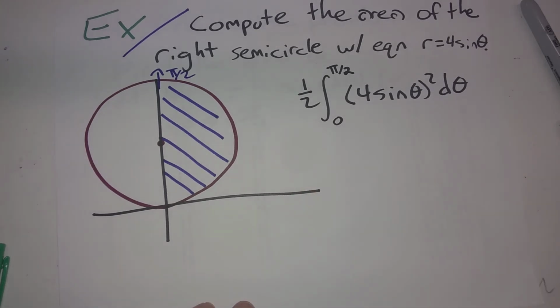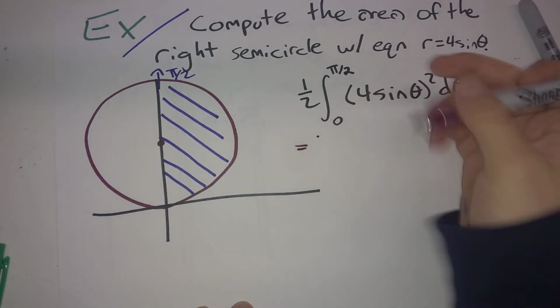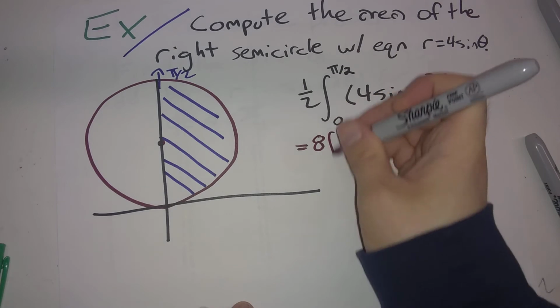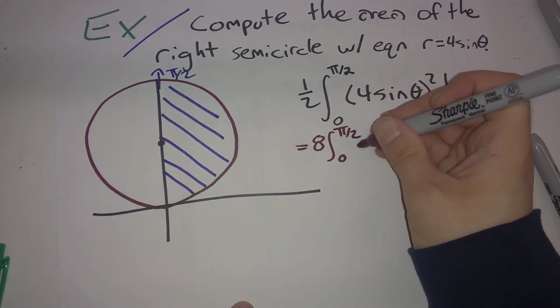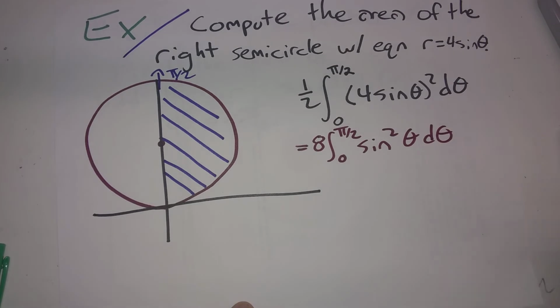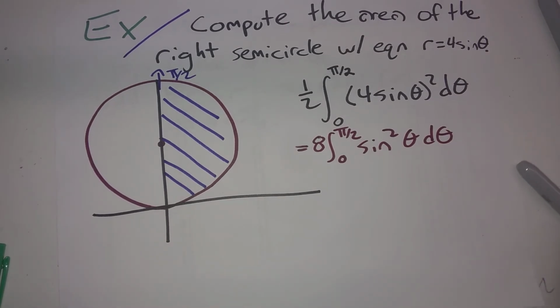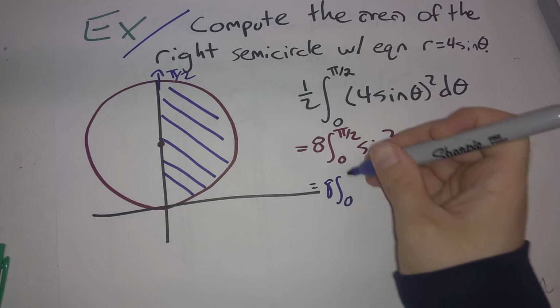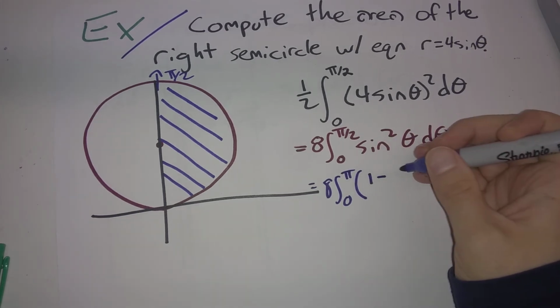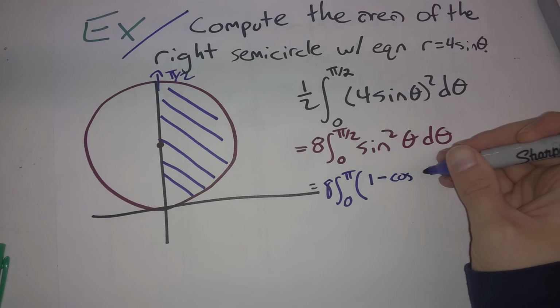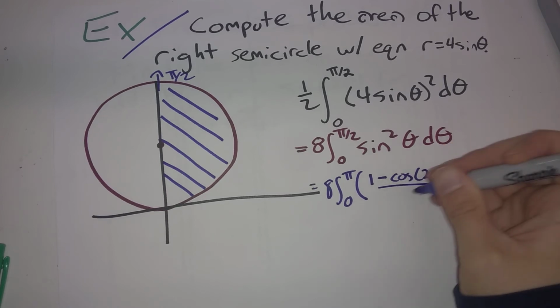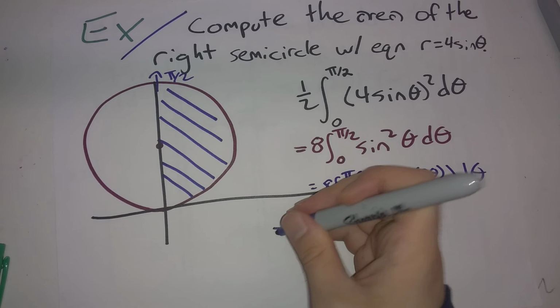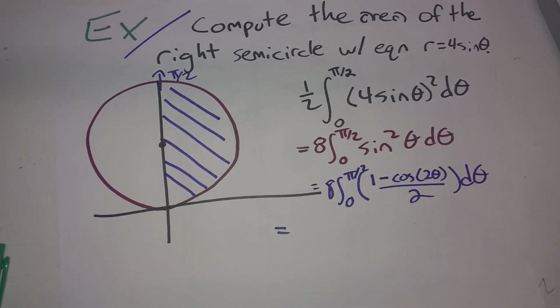4 sine of theta, all that squared, divided by 2. This is going to be 1/2 times 4 squared, which is 8, times the integral from 0 to pi over 2 of sine squared of theta d theta. Throwback to the first half of class or so. How do we integrate this? We're going to replace sine squared theta with 1 minus cosine of 2 theta, all of that divided by 2. Oh, I dropped that pi over 2 there.